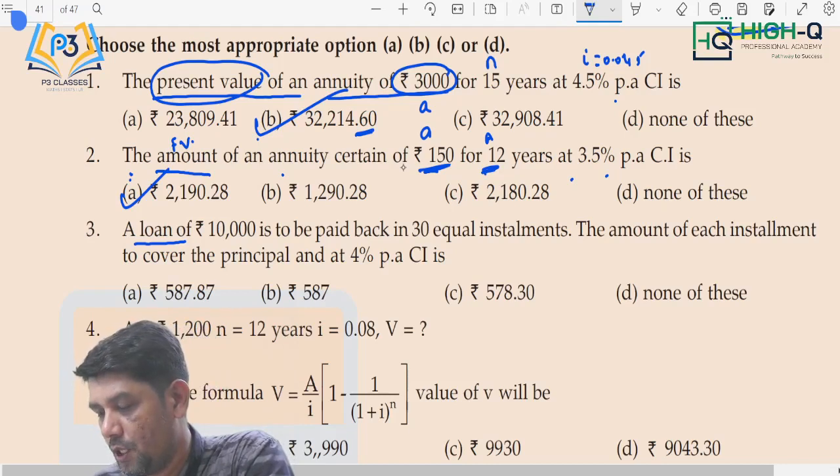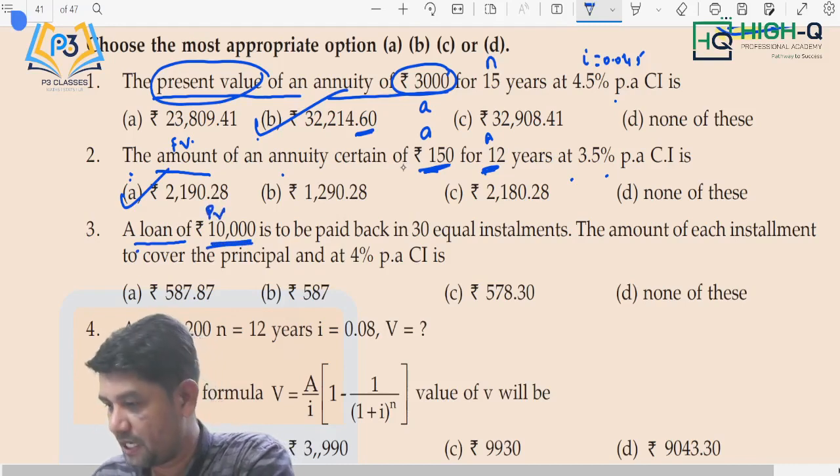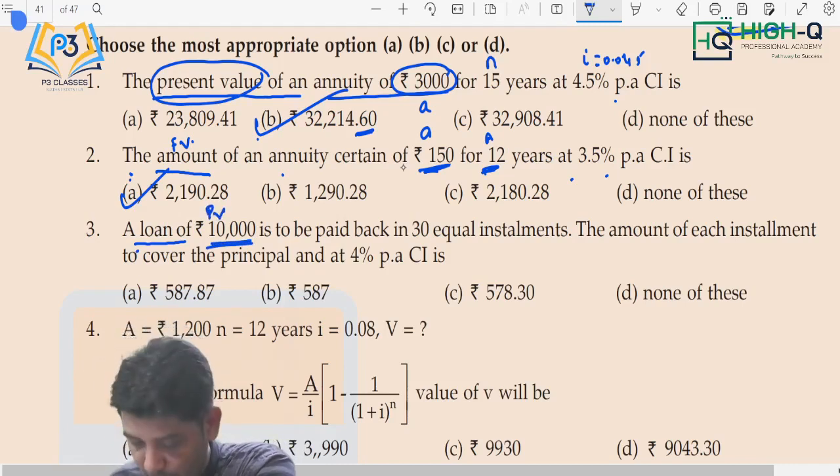Whether it is present value or future value, my dear. Yes, present value. We are going to calculate present value here. A loan of 10,000. That means here they are given the present value, to be paid back in 30 equal installments. So n equals 30.